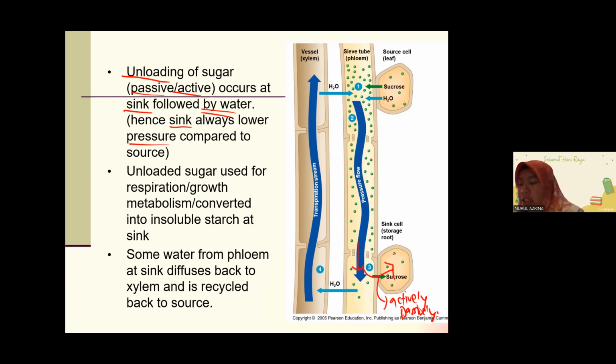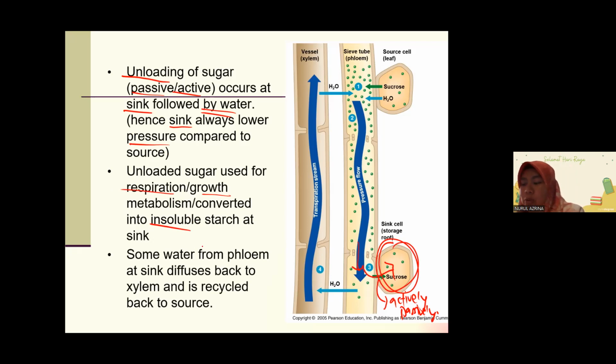So the unloaded sugar at the sugar sink can be used for respiration, it can be used for growth and metabolism, or it can be converted into insoluble starch at the sink to be stored, in legumes for example, or to be stored in the root, for example.